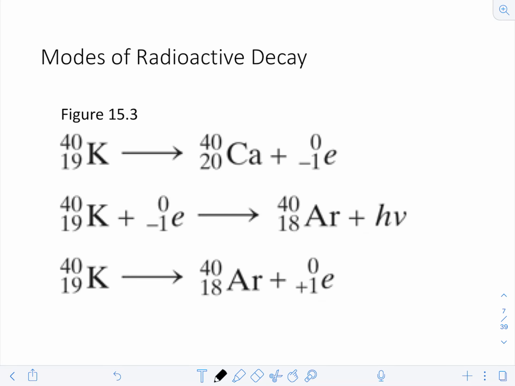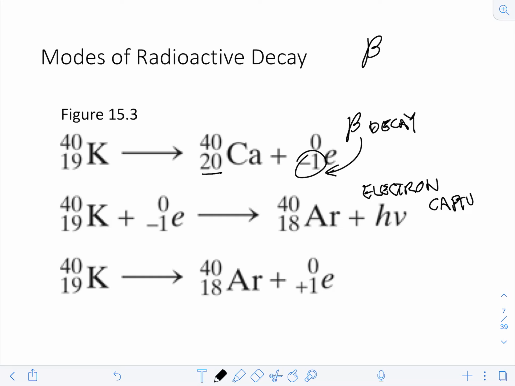Okay, so here are 3 modes of beta particles. The first one here is beta decay. And the reason why we know it's beta decay is because of this -1. And we also see an increase in the atomic number. Now the second reaction here is actually electron capture. And the reason why we know that it's electron capture is on the left-hand side of the arrow, we see it almost looks like a beta particle. And the difference here is that the atomic number decreases.